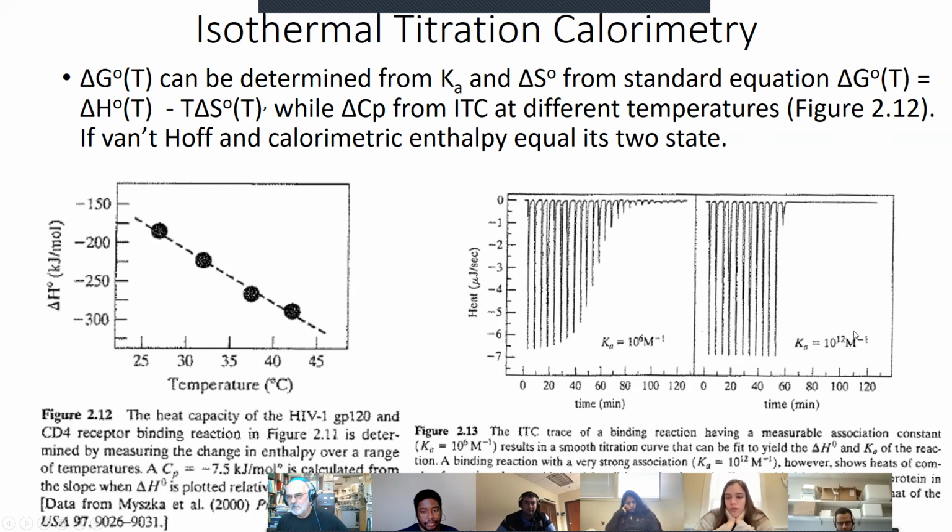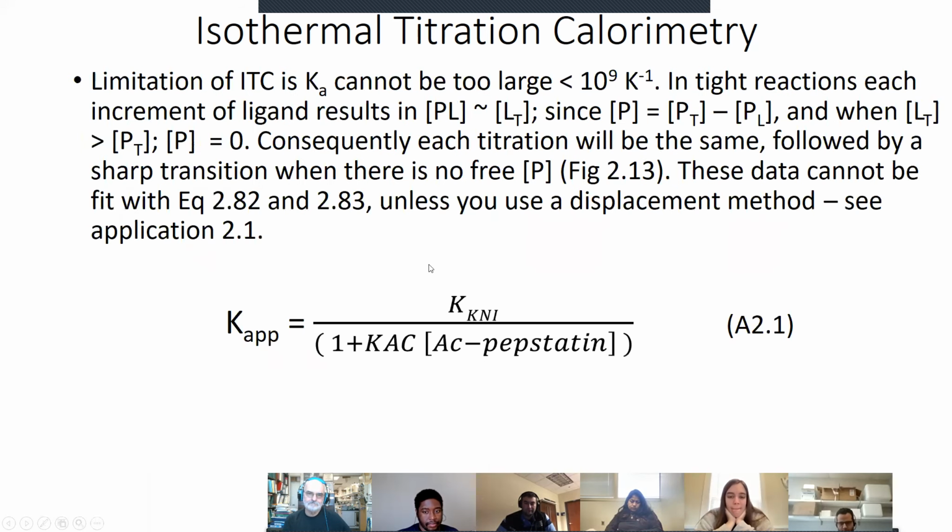Down below, we're going to talk about how you can do this, but you basically have to be in a region where you have a reasonable amount of heat and you can step across the titration curve and get it. Okay. So that's basically summarized here, what I just said, that the limit is that the K can't be too big. And in these tight reactions, all of the reaction occurs. And so you go from reaction to there's nothing left.